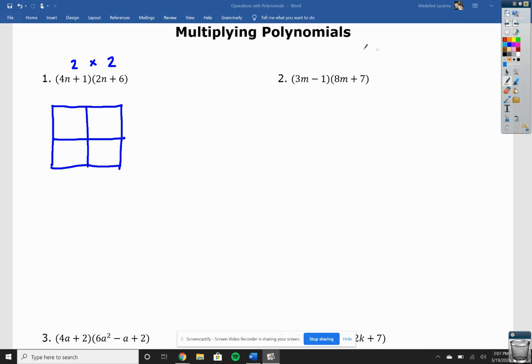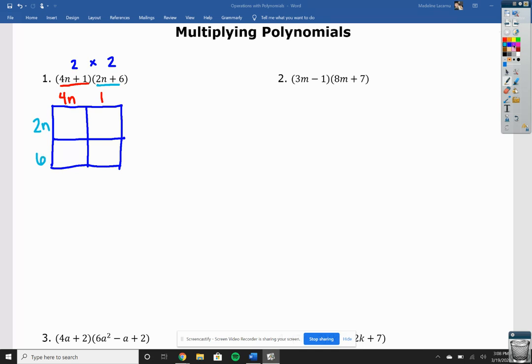Now what I'm going to do, I'm going to take this first one and I'm going to put it on top. So the first term lines up with the first box. The second term lines up with the second box. Then I come to this one and it's the same thing. The first term goes with the first box down the side. Second term goes with the second box.